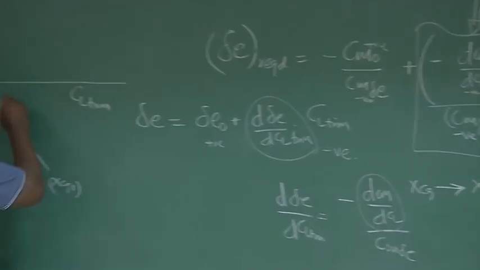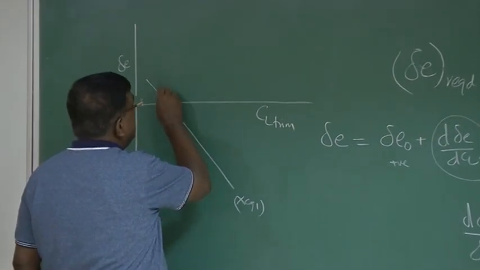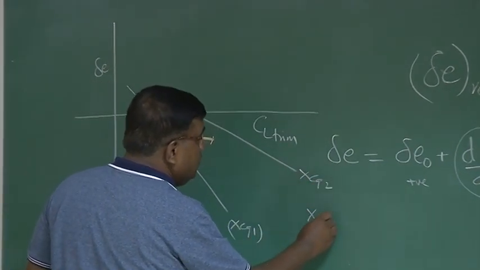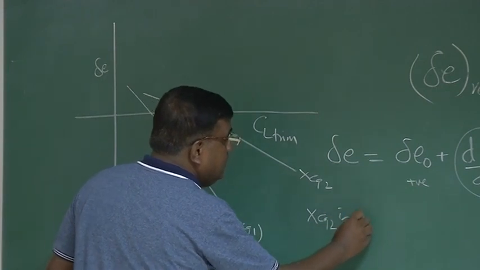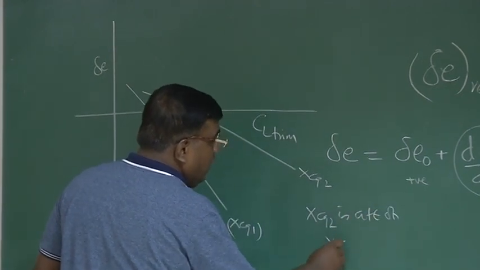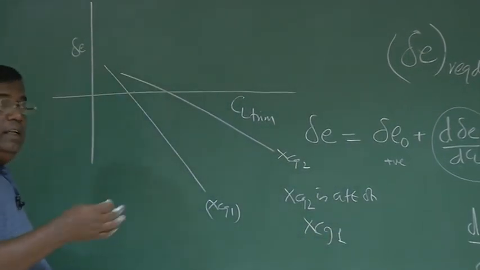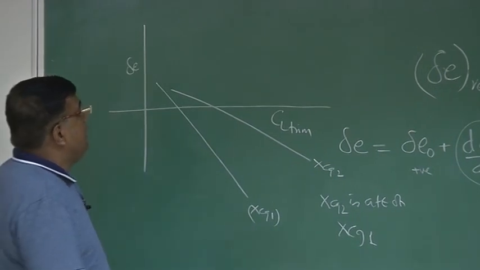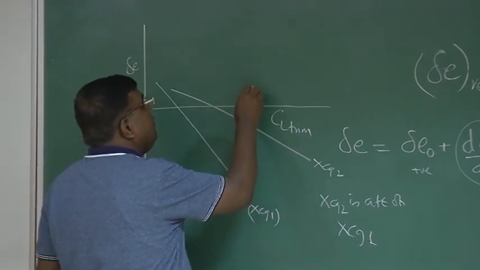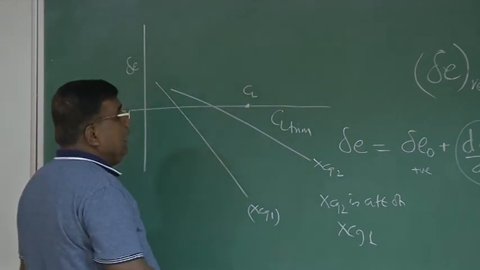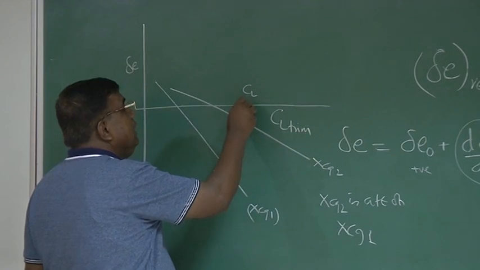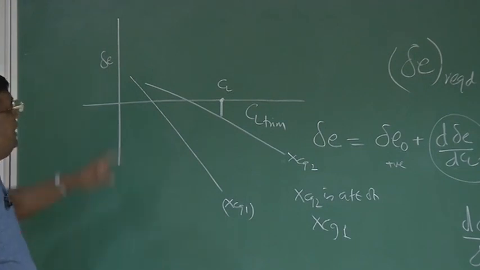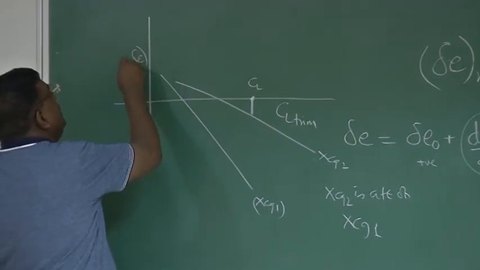So if it is XCG1, then this is XCG2, where XCG2 is aft of XCG1, that means XCG2 is closer to the neutral point. Now from here you could see again that if I want to trim this aircraft for a particular CL, and I have this CG configuration, then I have to give this much of elevator deflection. This is delta E required.